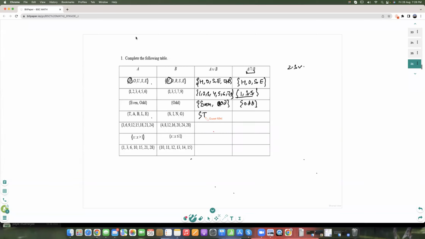So table T is there, A is there, B is there. I think every element is different in this case, right? Yes, sir. It's table sync. And what is the intersection? Because there is no common element there, that will be phi, or you can say null.